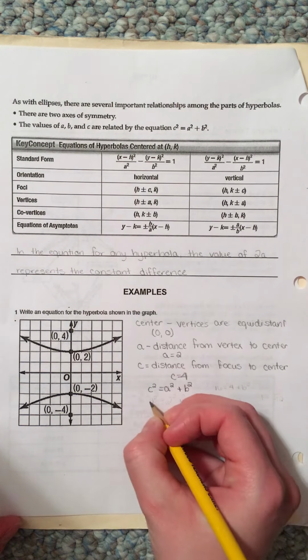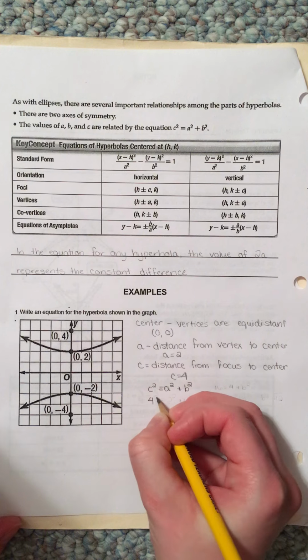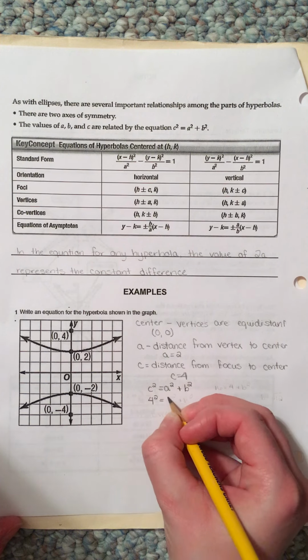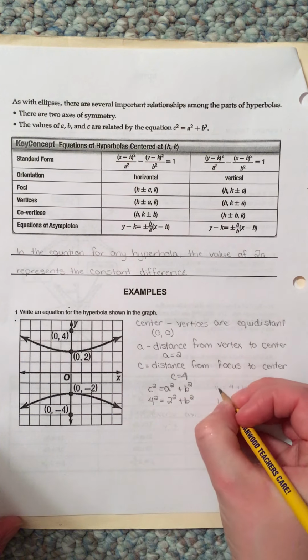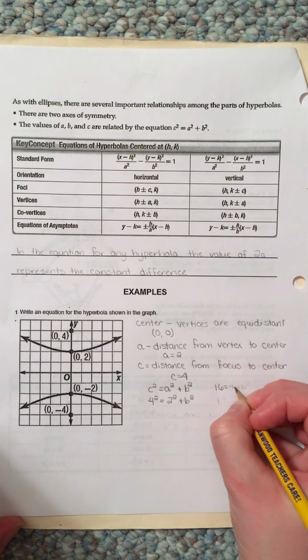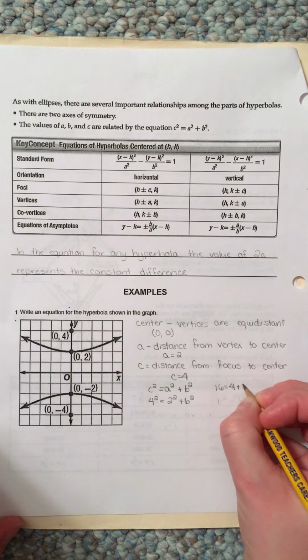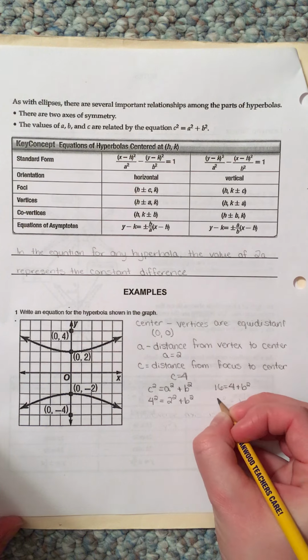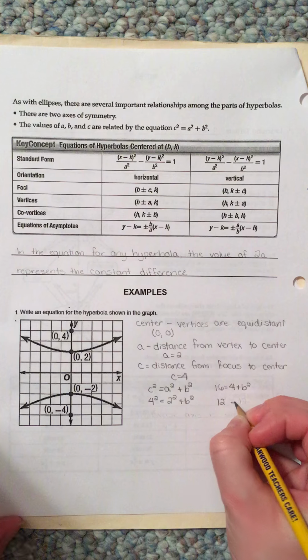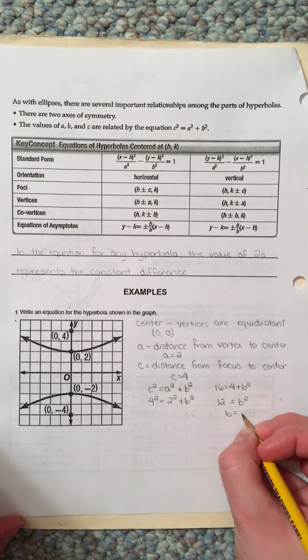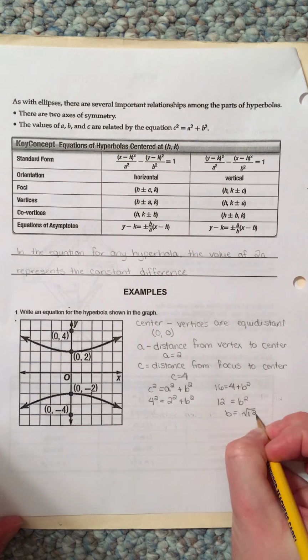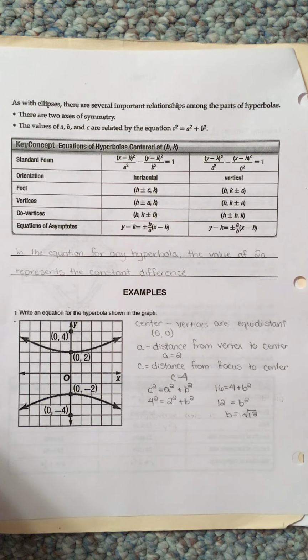So we're going to plug in our values. We know that c is 4 and a is 2. And we're going to solve for b. So I'm going to subtract 4 from both sides. I get 12. Take the square root of both sides. So b is equal to square root 12.